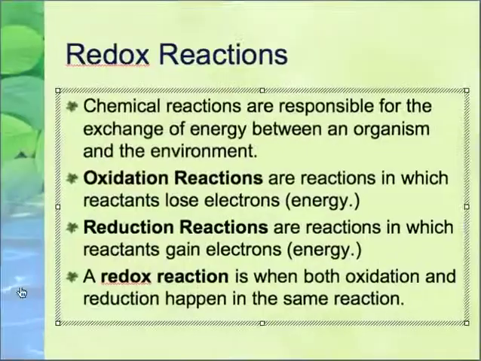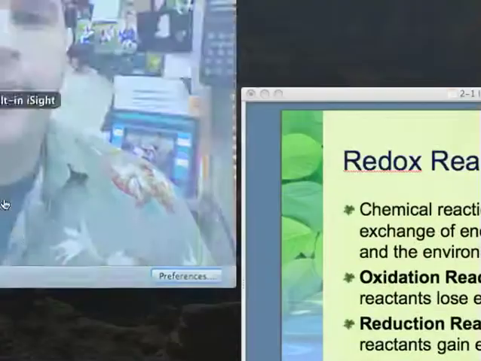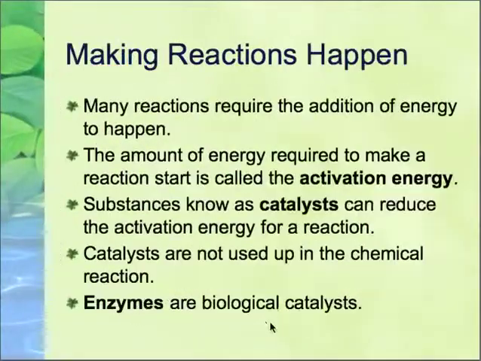Why do we need to know about redox reactions? Very simple. That's how we get energy. That's it, right? All right, a couple other things we need to talk about here, and that is making reactions happen. Now, when chemical reactions happen, they do require a little bit of energy to happen, and that's called activation energy. There are some substances known as catalysts that can reduce the activation energy for a reaction, therefore making the reaction more efficient, meaning that the reaction doesn't require as much energy to happen.